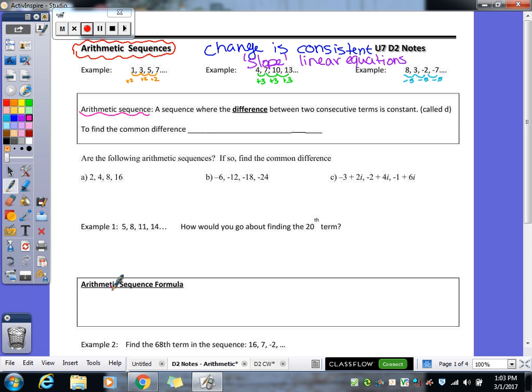So our arithmetic sequence is a sequence where the difference between 2 consecutive terms is constant. They like to use the letter D whenever they're dealing with that constant difference between them, which they actually refer to as your common difference. That is our letter D. So in order to find your common difference, what you have to do is you take a term and you subtract the previous term from it.